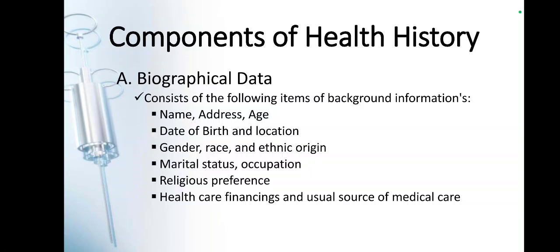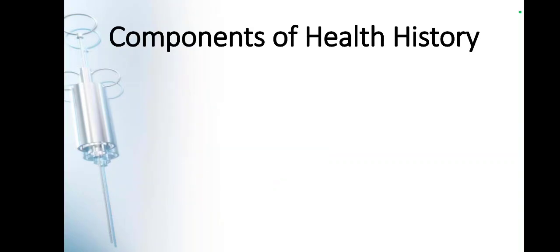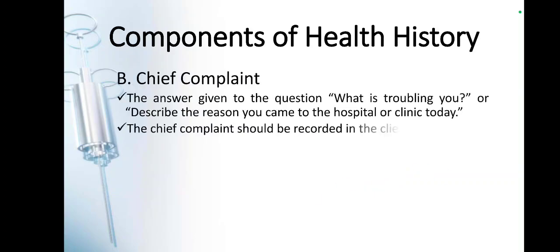So let's start discussing what is biographical data. This consists of the following items of background information. So we have the name, the address, the age, the date of birth, the location, the gender, the race, ethnic origin, marital status, occupation, the religious preference, healthcare financing, and usual source of medical care. These are just examples of your background information about the client. So the next one is your chief complaint.